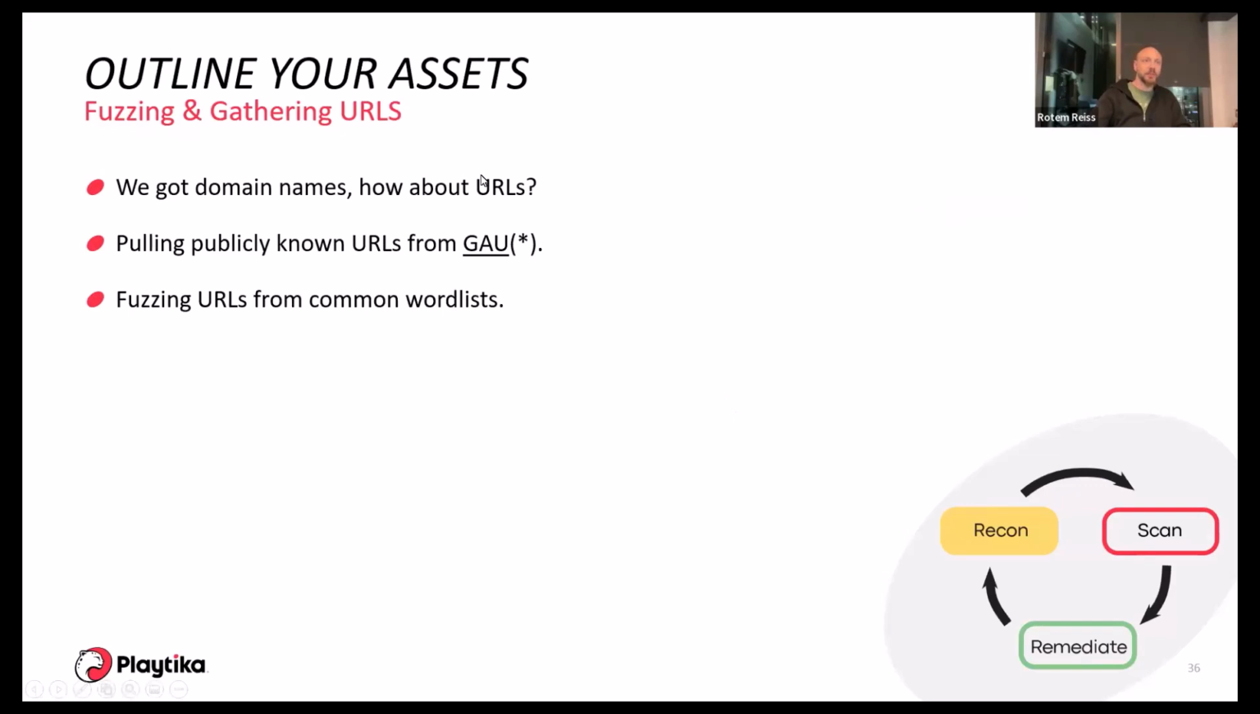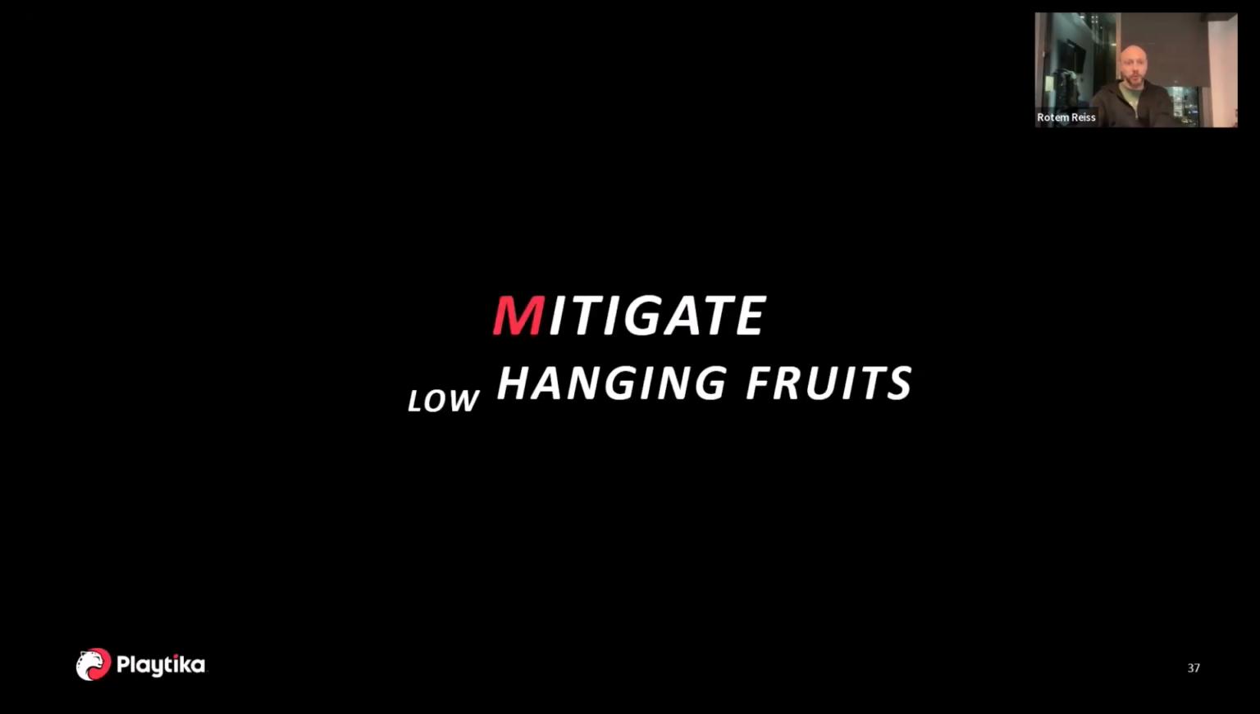So after we have the domain list, now we want to gather some URLs, because eventually most of the bugs or the vulnerabilities won't actually be in the root domain itself. So how do we do that? We are doing it in two different ways. One is to use an open source tool called GAU. GAU is an acronym for Get All URLs. This is a great open source tool that actually gets URLs from places like AlienVault and the Web Archive, things like that. And the second way is to fuzz URLs from common word lists, as any of us who did some penetration testing in the past know. So this is how we actually cover some URLs and we are good to go.